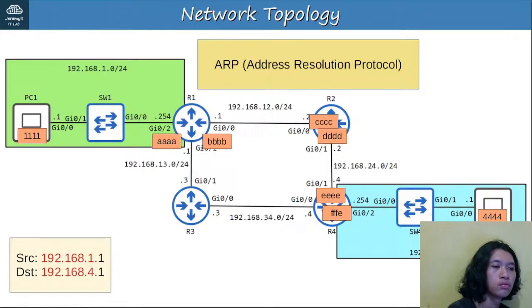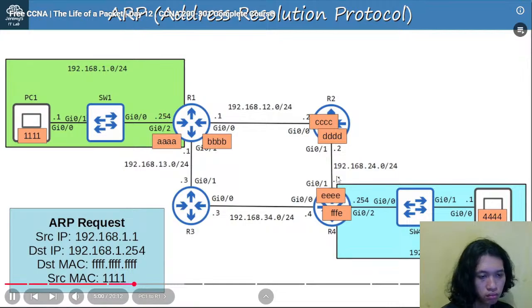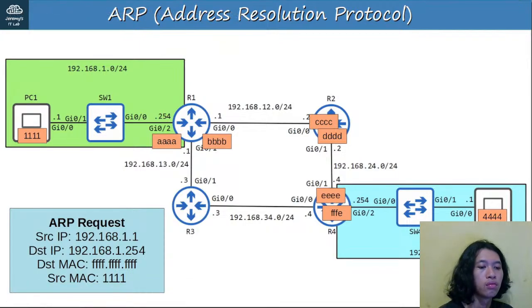Let's look at the ARP process. So, PC1 makes this ARP request packet. The source IP is its own IP address, and the destination is R1's G0/2 interface, which is the default gateway.